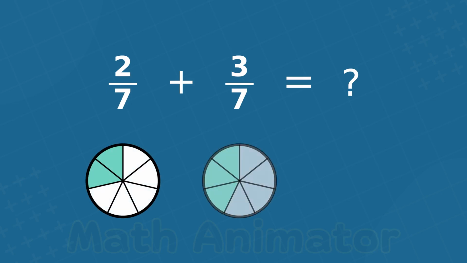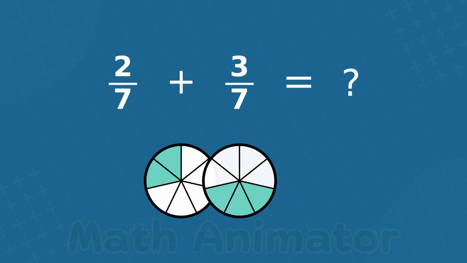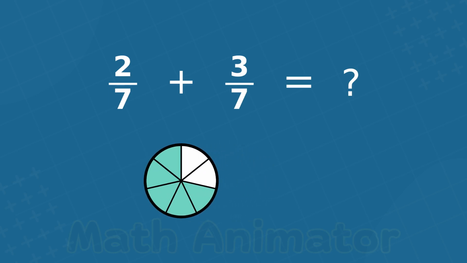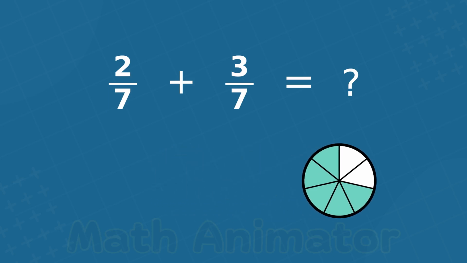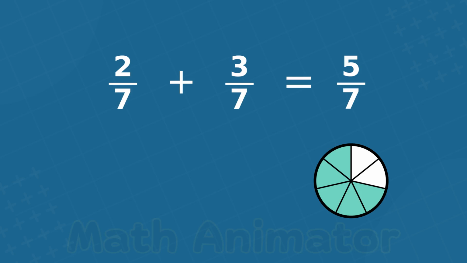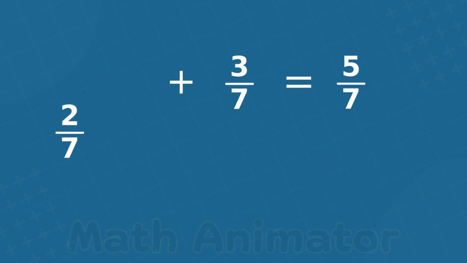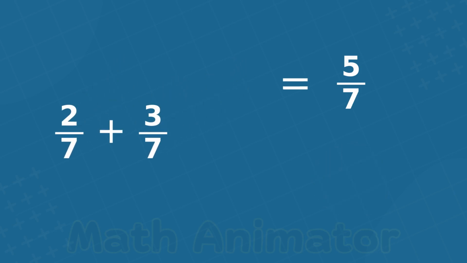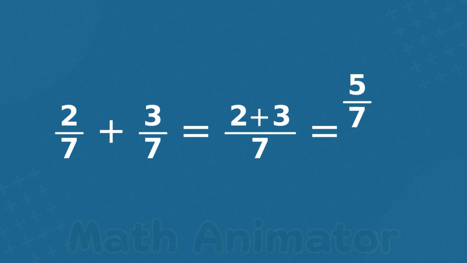Let's look at the following two circles with shaded parts. They represent these two fractions with the same denominator, 7. By adding the shaded parts together, we can see that the sum is equal to 5/7. So, if we want to find the sum of fractions with the same denominator, we can simply add the numerators and keep the denominator.